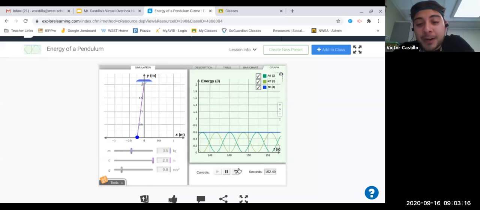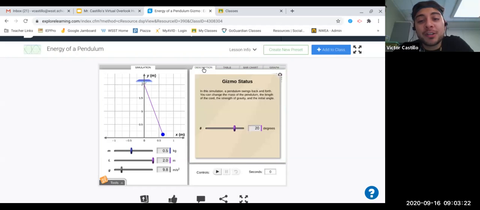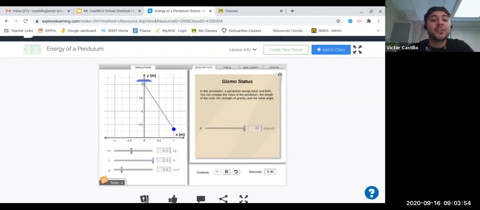Let's press pause and let's reset it. Let's reset our values. Go back to description, make sure you reset it, and go all the way up to 40 degrees, okay? All the way to the right to 40 degrees. And then click play. So now there's more momentum, right? Because you actually held it up higher.